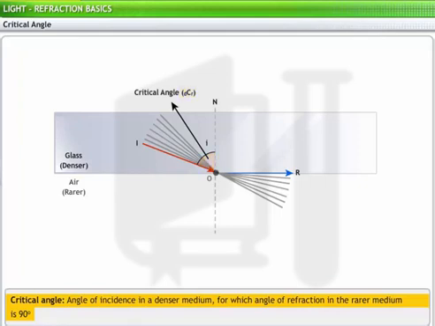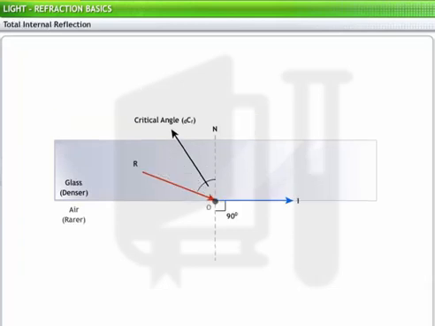As the refracted ray travels along the surface, it makes an angle of 90 degrees with the normal. Thus, we can say that at the critical angle, the angle of refraction is 90 degrees. If the angle of incidence is more than the critical angle, the refracted ray bends by more than 90 degrees. That is, it gets reflected back into the same denser medium. This phenomenon is known as total internal reflection.